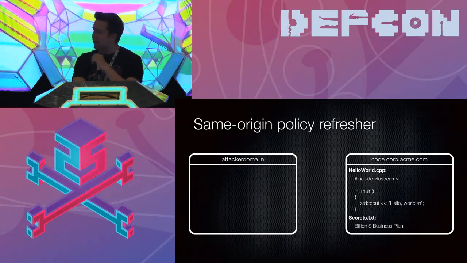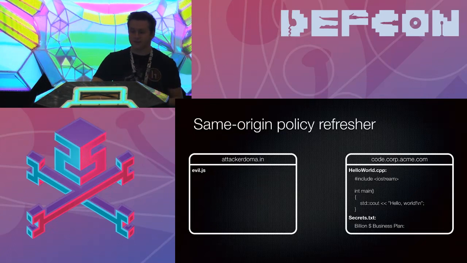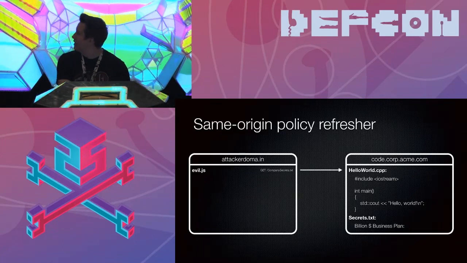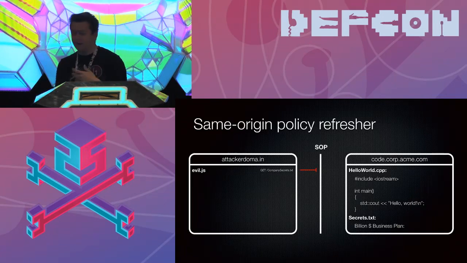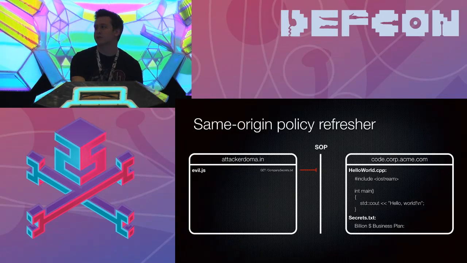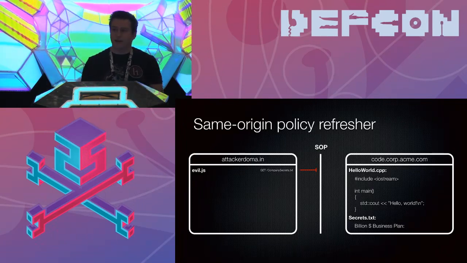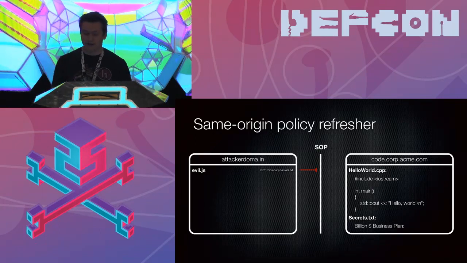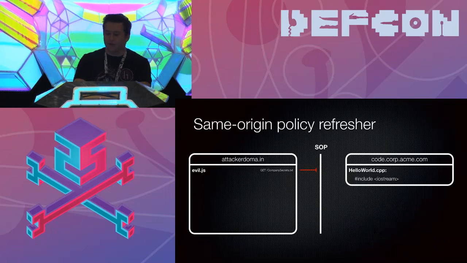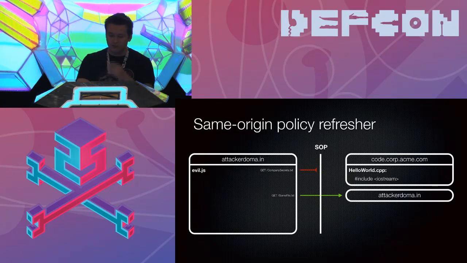All right, so what if our attacker domain loads evil.js and evil.js makes a request to code.corp? Does the browser just let this through and we get a 200 OK? Of course not. This is blocked by the browser's same origin policy. So same origin policy is exactly like it sounds. It checks if a request has originated from the same origin as the currently executing script. So while a request to code.corp.acme will fail, a request to the same origin attacker domain would succeed.